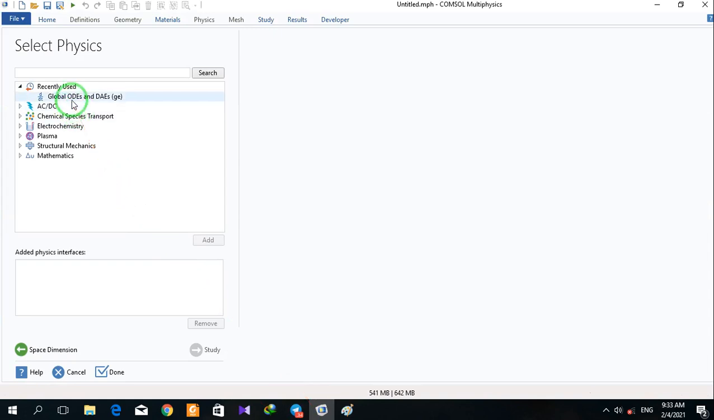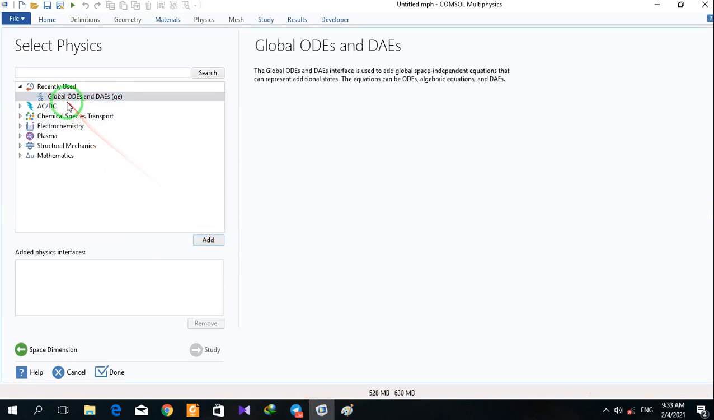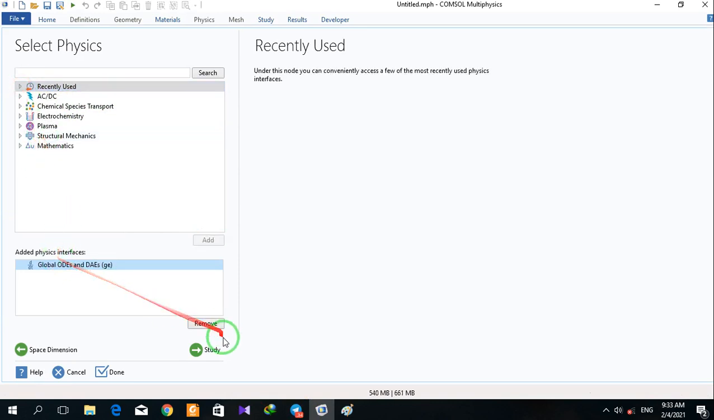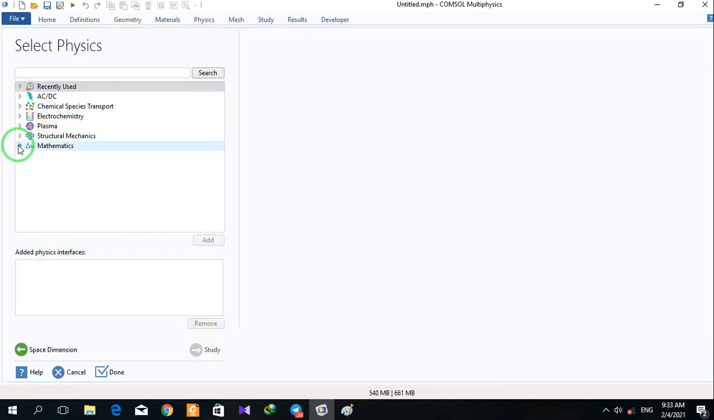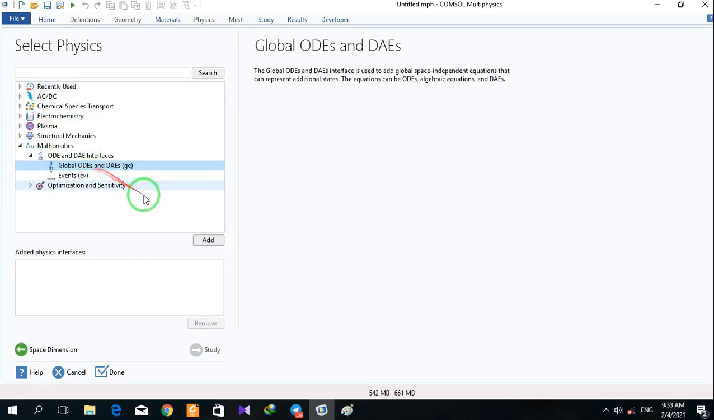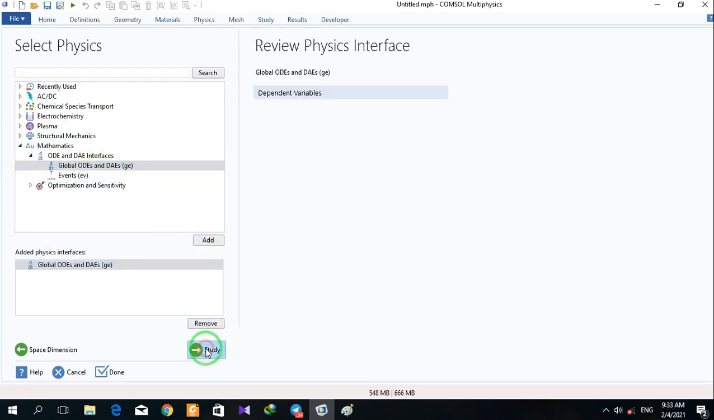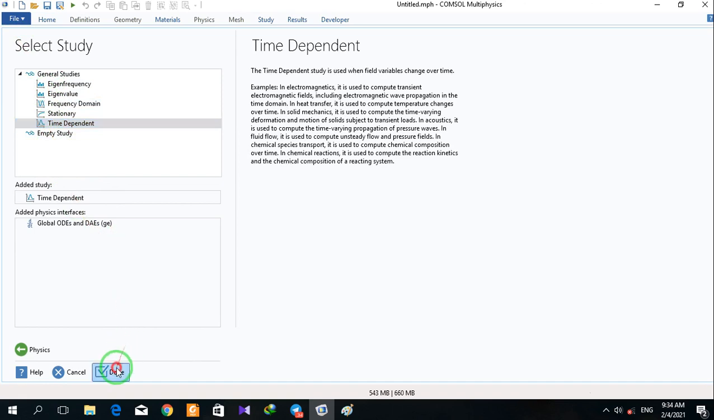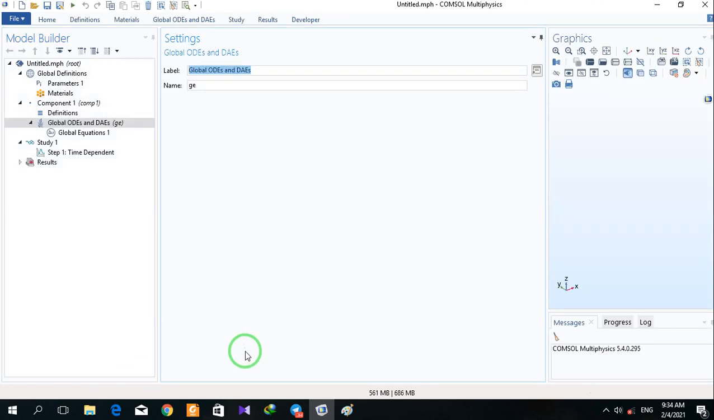So I start with a simple technique. I add global ODEs, and I can add it in this part, in the mathematics section, ODEs and DAEs. In the study, we can choose how I want to solve my problem. I want to solve it time dependent.